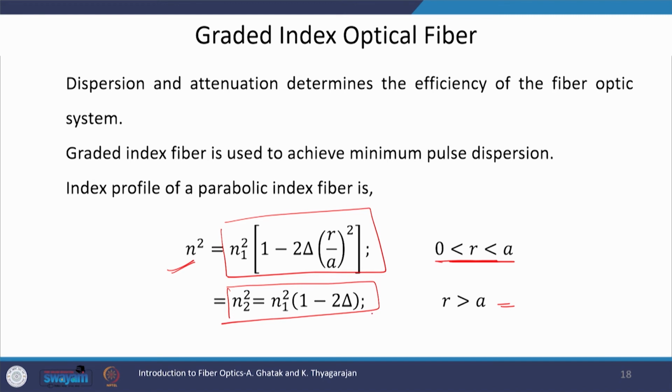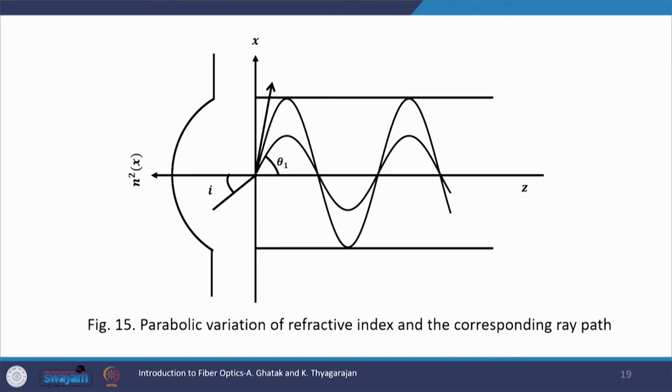Now, you see that outside the cladding, the refractive index is again constant. Outside the core, that is in the cladding region, the refractive index is again constant even in graded index fiber, but in the core the refractive index is varying slowly as you move away from the axis of the fiber. Okay. Now, the refractive index profile of graded index fiber is shown here.